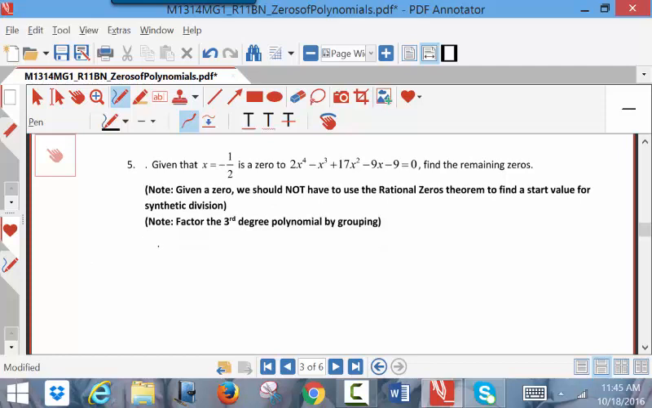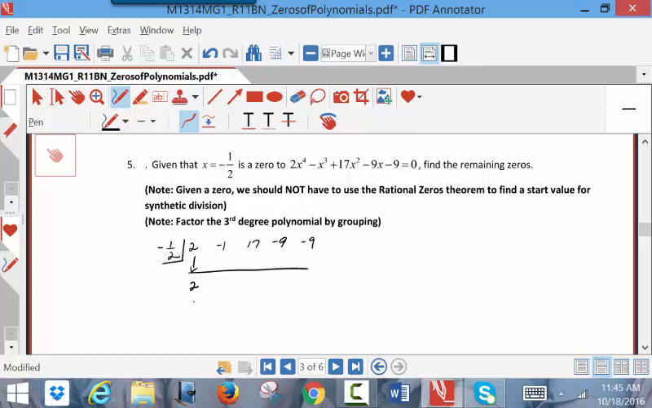All right, so if I put a negative a half in, then negative a half, and remember, if they give you the number, put the number in the half box. If they give you a binomial, you change the sign to the half box. Okay, so 2x to the 4th, negative 1x cubed, 17x squared, negative 9x, and negative 9.